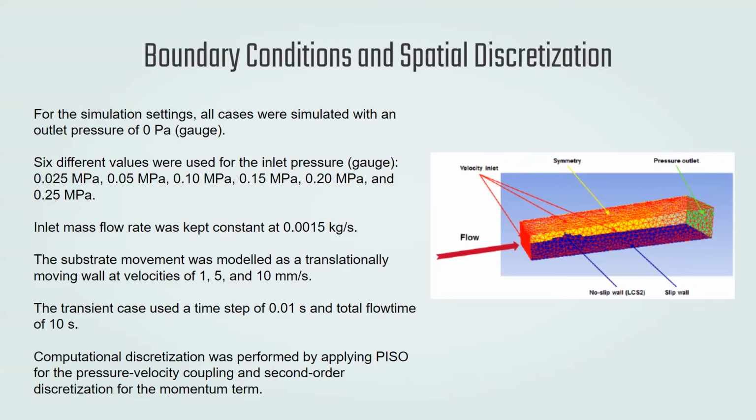The pressure velocity coupling was discretized by applying the PISO algorithm, whereas the momentum term was discretized using the second order downwind methods.